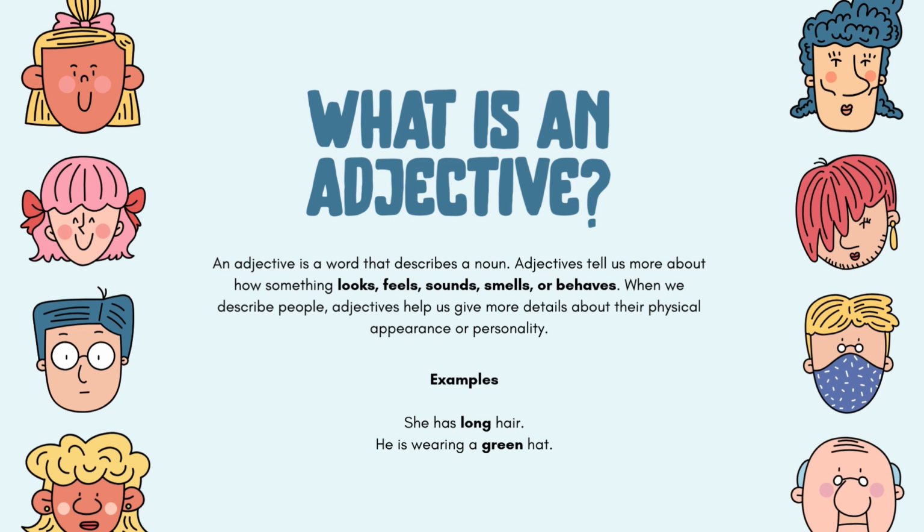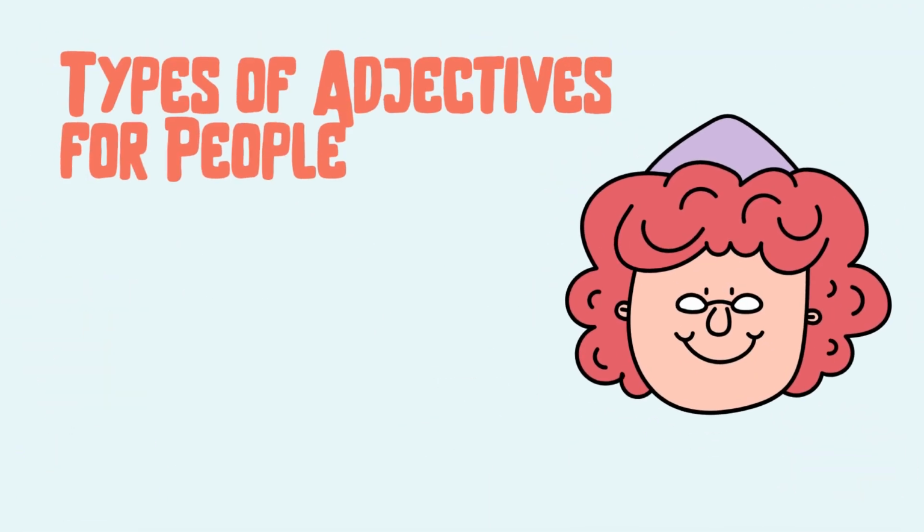An adjective is a word that describes a noun. An adjective tells us more about how something looks, feels, sounds, smells, or even behaves. Now, when we describe people, adjectives help us give more details about their physical appearance, personality, or about a specific object. For example, she has long hair and he is wearing a green hat.